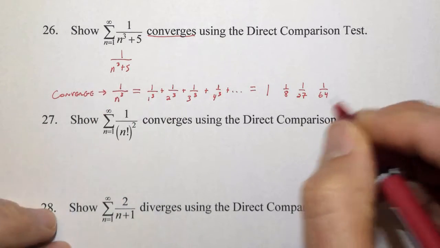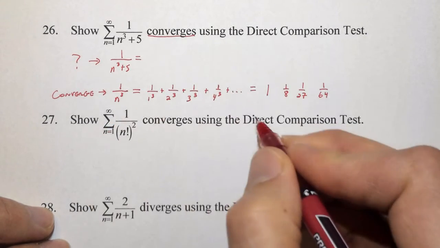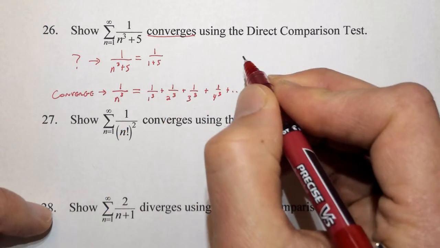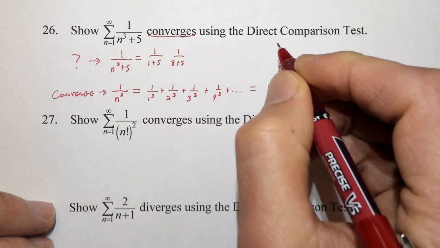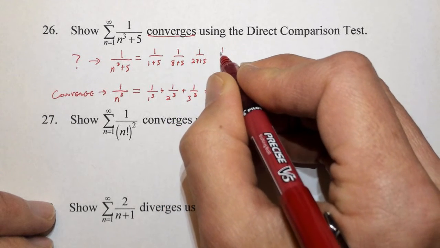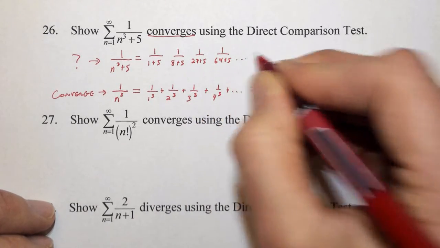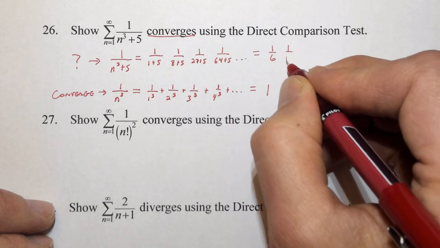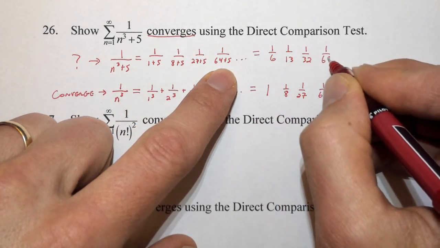Take a look at the series that we don't know. This one, we don't know whether it converges or diverges. But let's look at the terms. When we plug in 1, we have 1 over 1 cubed plus 5. When we plug in 2, we have 1 over 2 cubed plus 5. When we plug in 3, we have 1 over 3 cubed plus 5. And when we plug in 4, we have 1 over 4 cubed plus 5. And this just keeps on going. So what do we end up with? Well, we have 1 over 6, and then 1 over 13, and then 1 over 32, and 1 over 69.